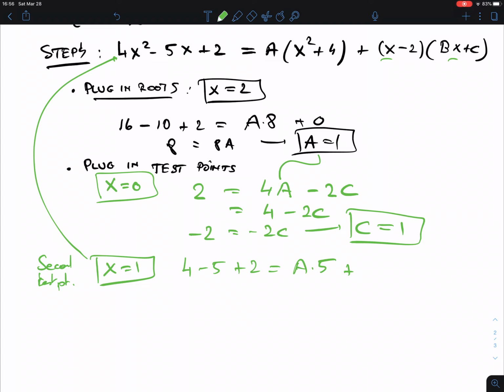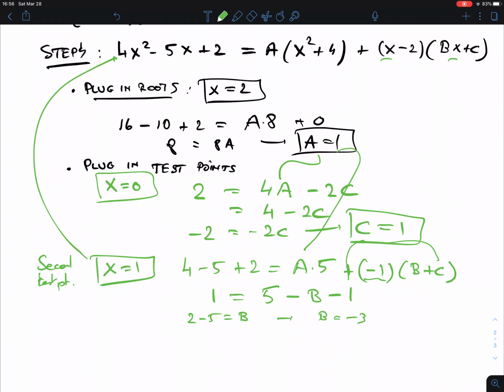Plus 1 minus 2, that's negative 1. And then b plus c. Okay, I have, right, the left hand side is here, minus 1 plus 2, that's 1. A was 1, so that is 5. C is 1, so that is minus b minus c, but that's 1. Right, I distribute the negative sign and then we use that c is 1. Okay, and so bring everything to the other side. That is 2 minus 5 is b, so I see that b is negative 3. Okay, now I have everything.